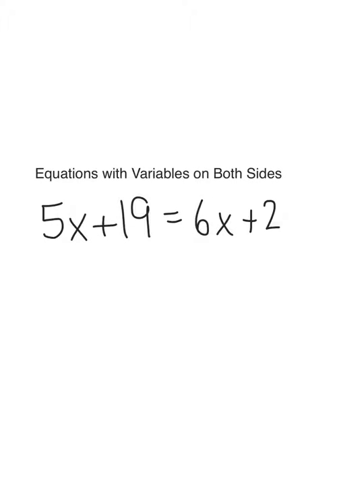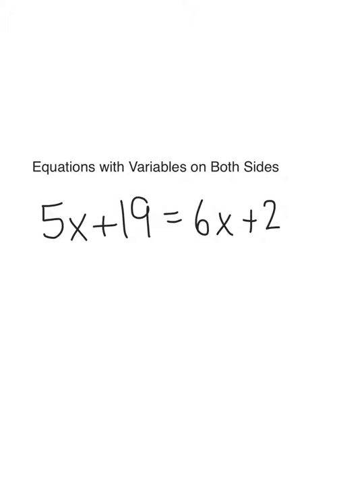We will be solving equations with variables on both sides. My equation is 5x plus 19 equals 6x plus 2. What we need to do is first get all of the variables to one side and all of the numerical terms to the other side. It really does not matter which one you do first.